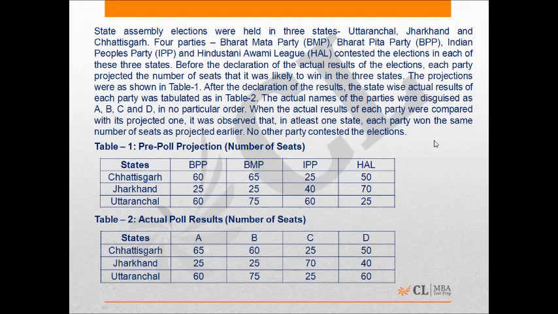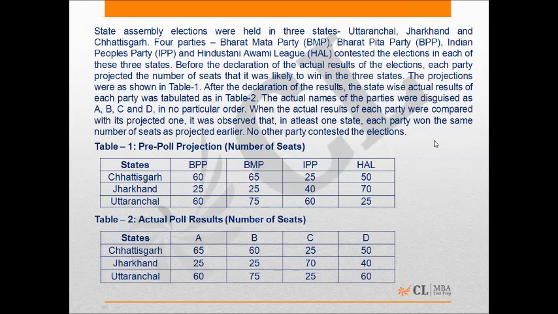This is a level 2 DS set that talks about the state assembly elections which were held in 3 states, Uttaranchal, Jharkhand and Chhattisgarh. There were 4 parties, BPP, BMP, IPP and HAL. There are 2 tables that have been given. Table 1 is the pre-poll projection. Table 2 is the actual poll results. So A, B, C, D are nothing but disguised names of BPP, BMP, IPP and HAL in any particular order.